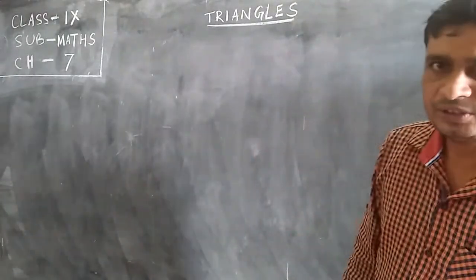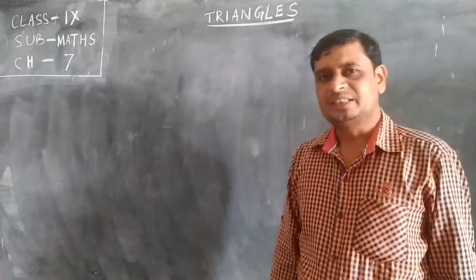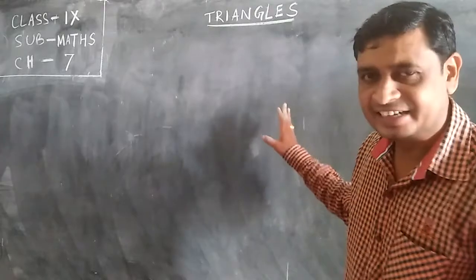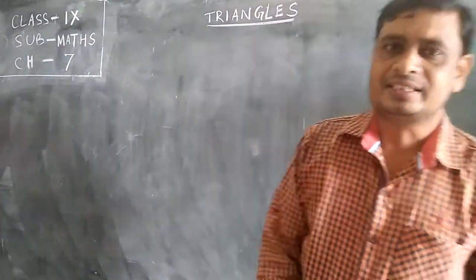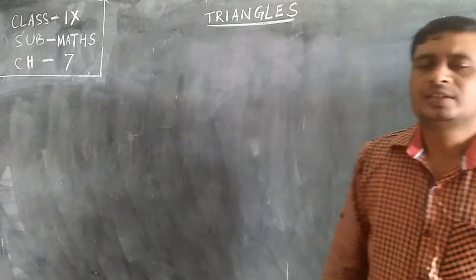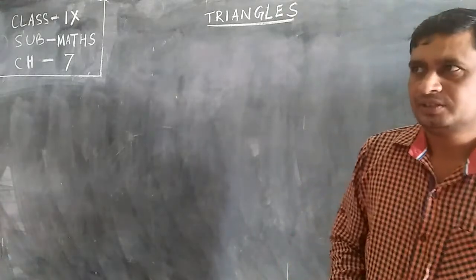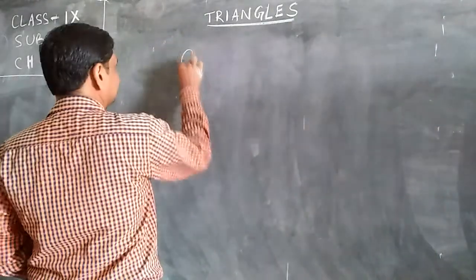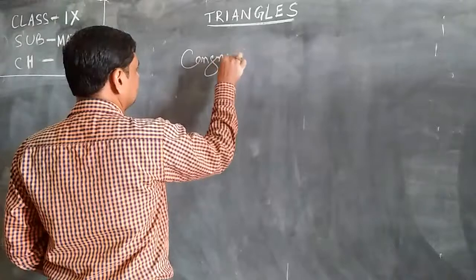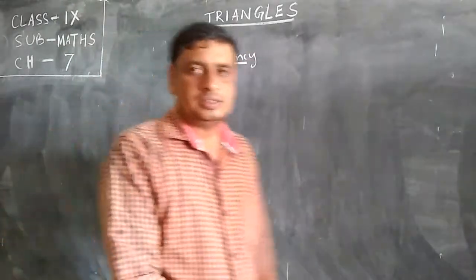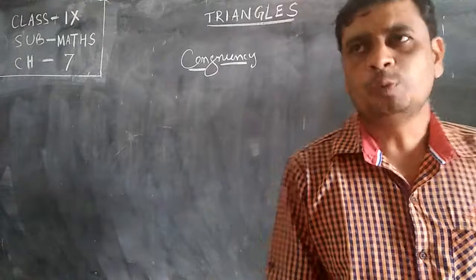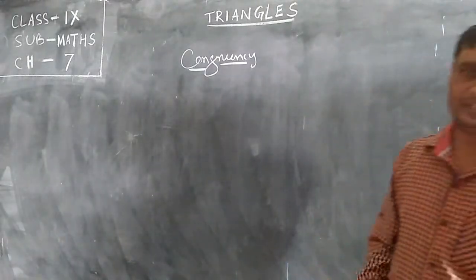Today we'll discuss class 9th mathematics chapter 7, triangles. Here we'll discuss the congruency of figures. Congruency. In which condition are two figures said to be congruent?